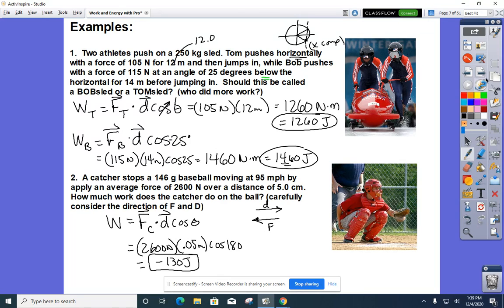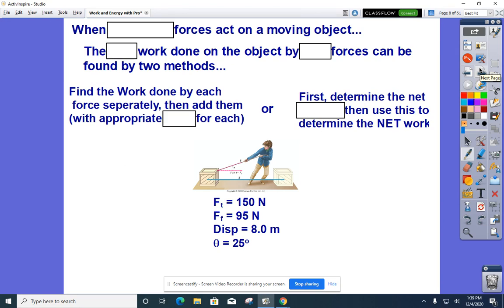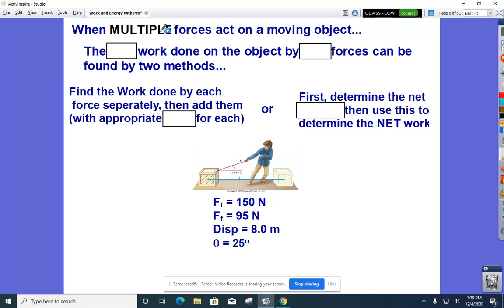Okay, let's do one last slide. Sometimes we are considering the total work done. When we have multiple forces acting on an object, the net work, which becomes a really important quantity throughout all of this unit, the net work done on the object by all of these forces can be found by two methods. And so it really is up to you which method you want to use. You can find the work done by each force separately and then add them with the appropriate sign.